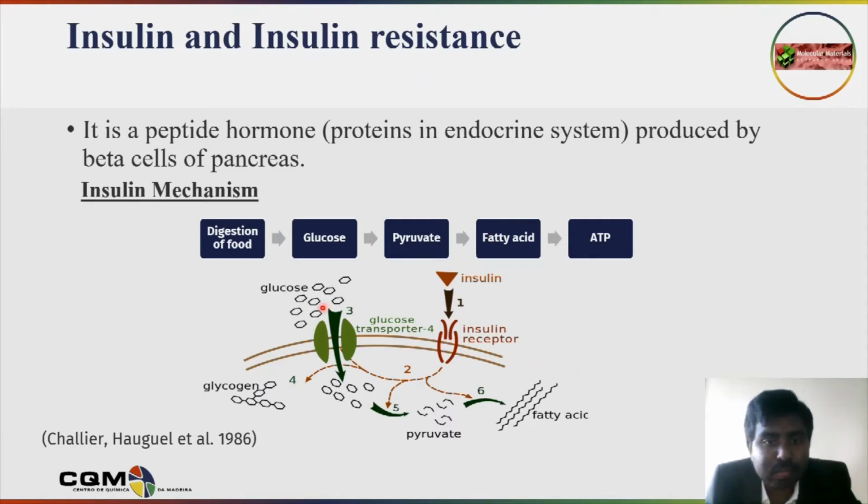So for the conversion of this glucose, insulin should be present inside your cell. As I said before, in type 2 diabetes, this insulin will be secreted, but it will not enter into the cell as there will be a block in the insulin receptor. So this term is called insulin resistance in type 2 diabetes.